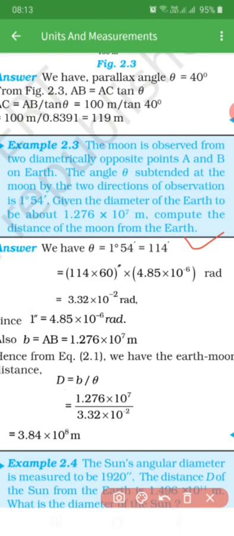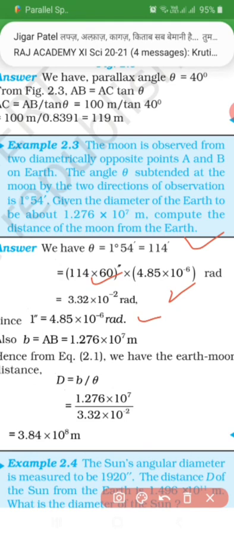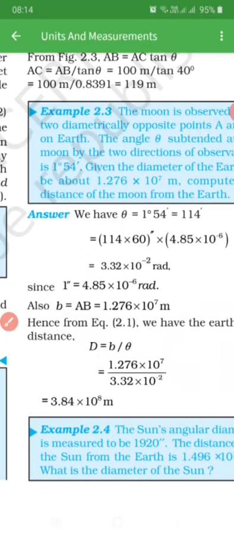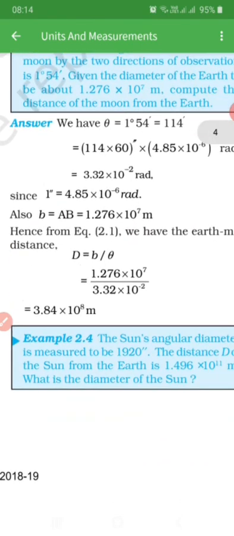So 114 minutes, if we want to convert it into radian, directly in the first sum we have done this. Okay, how we can convert it into radian? You have to multiply it by this, because in the first example we have done that 1 second is equal to this many radian. So first we have to convert this 114 minutes into seconds, then we have to multiply it with this to convert it into radian. Got it? So now next, AB is also given, right, the diameter of the earth. So D is equal to AB by theta, you will get this.